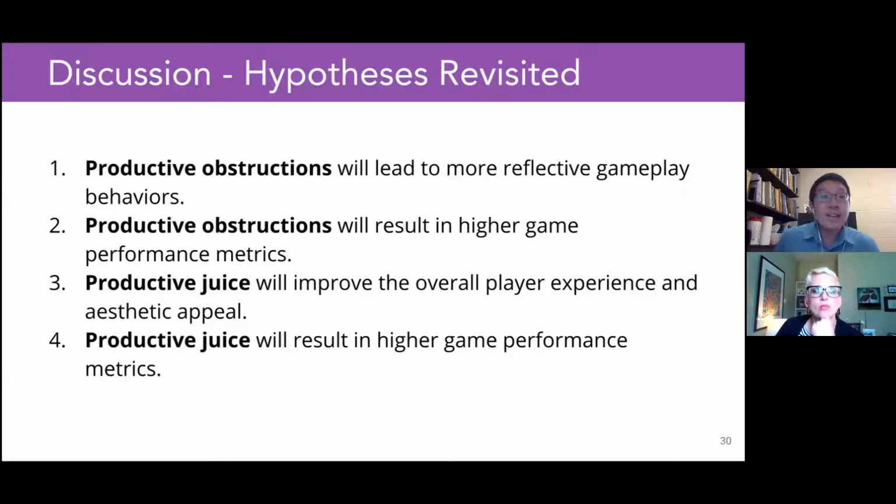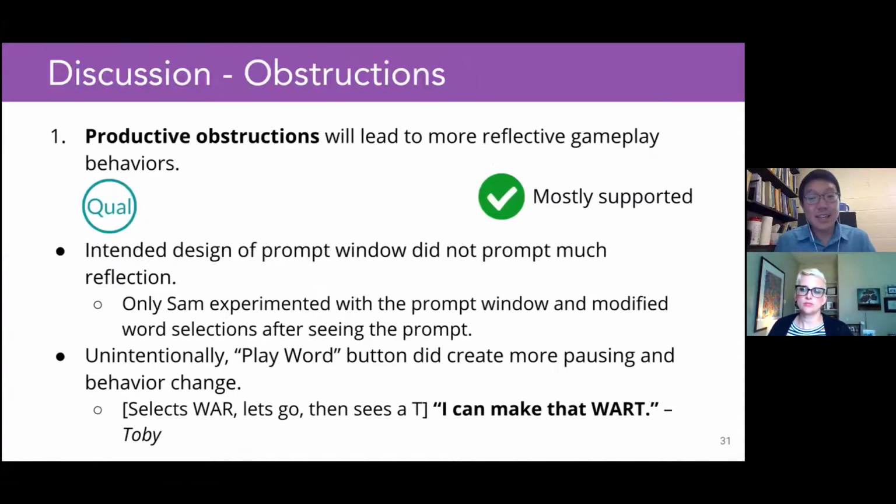So if we revisit the original hypotheses that I was talking about, we have reflective gameplay would come from productive obstructions, higher game performance perhaps from productive obstructions, and that productive juice would lead to overall improved player experience and aesthetic appeal, and that productive juice might result in higher game performance metrics. So let's see how the data supported or didn't support that.